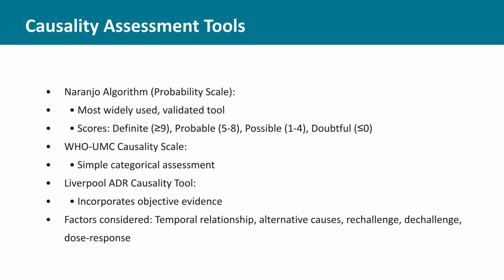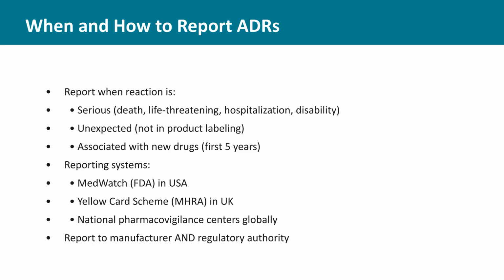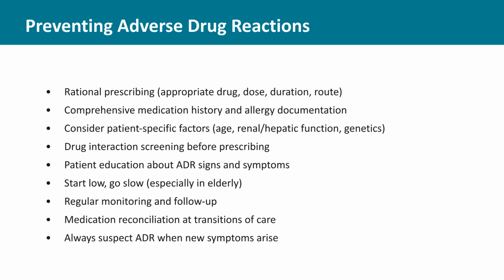ADRs should be reported when they are serious, unexpected, or associated with new drugs. Reports are submitted to national pharmacovigilance centers, like the FDA's MedWatch. Preventing ADRs requires rational prescribing, thorough medication histories, considering patient-specific factors, screening for interactions, and starting with a low dose, especially in the elderly. Elderly patients are at higher risk due to altered organ function and polypharmacy.